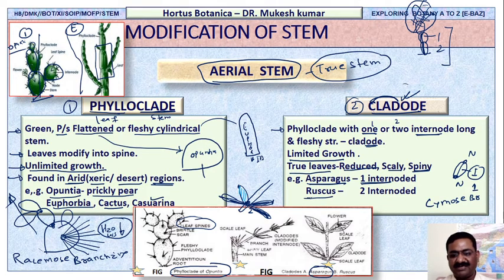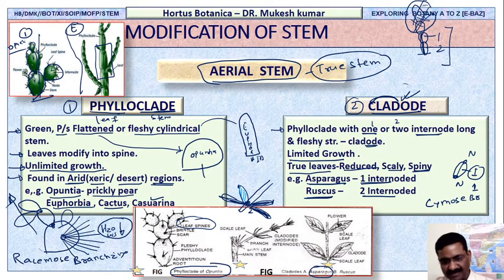Two internodes are found in the ruscus. So we have 2 examples, 1 internode in asparagus, 2 internodes in the case of the ruscus. Fine. So these are the characteristic features of the Phylloclade and Cladode. You can also say Cladode is the small part of Phylloclade, because Cladode has only either 1 or 2 internodes. Second, Cladode will show limited growth, Phylloclade will show unlimited growth. Okay, but mind well, both are reduced, green, fleshy and highly adapted for photosynthesis.